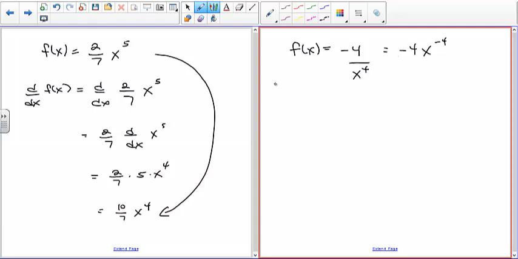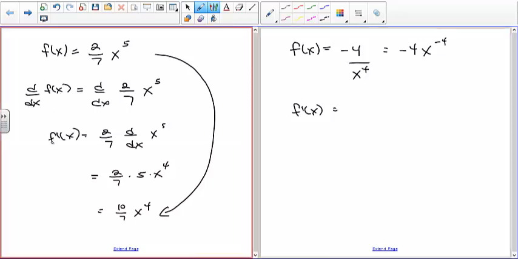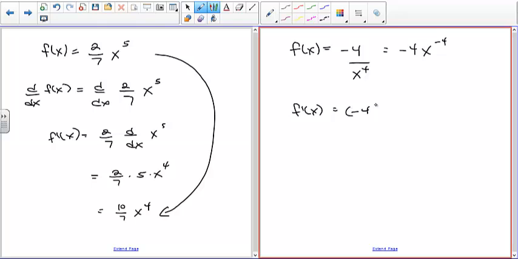Now, same deal. We've got the constant multiplier. If we want to find f prime of x, I'm using two different notations here. Here was d/dx of f of x, which is the same as f prime of x, so I'm just going straight to f prime of x. What you'll have is -4, the original constant. Then you use the power rule, so you take the exponent, -4, and then you write the last term with the exponent reduced, more negative.